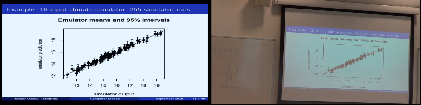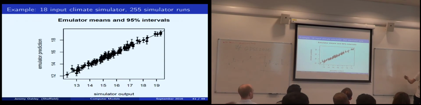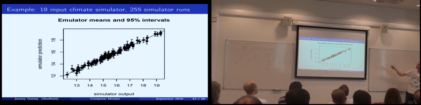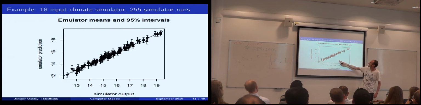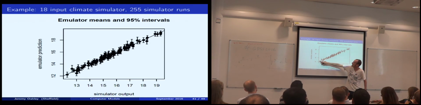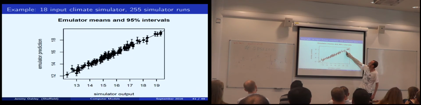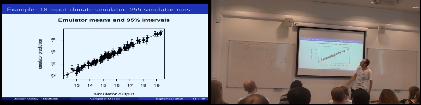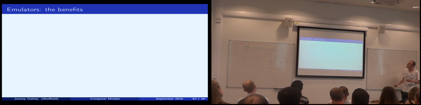So this is a simulator. This is a fairly simple climate simulator. It had 18 different inputs. We had 255 training runs. So what you're seeing here is for a bunch of validation runs, maybe this was cross-validation, I can't remember, you've got the prediction and a 95% range from your emulator. This is the line y equals x. Generally, the predictions are reasonably good, and the intervals are fairly tight. So for nicely behaved models, this can work quite well. But it doesn't always work so well.